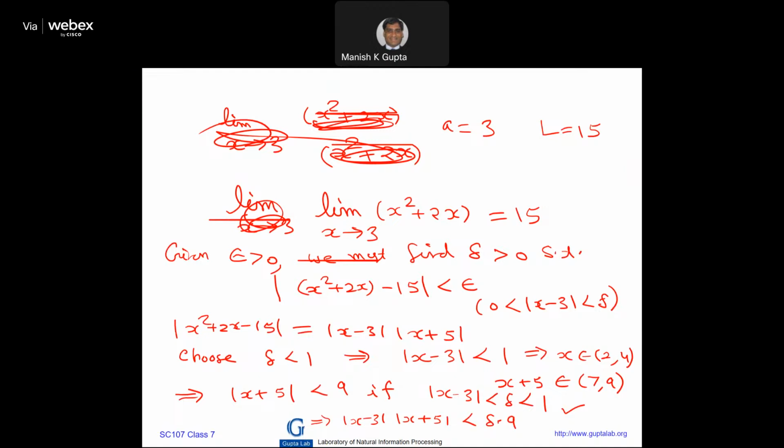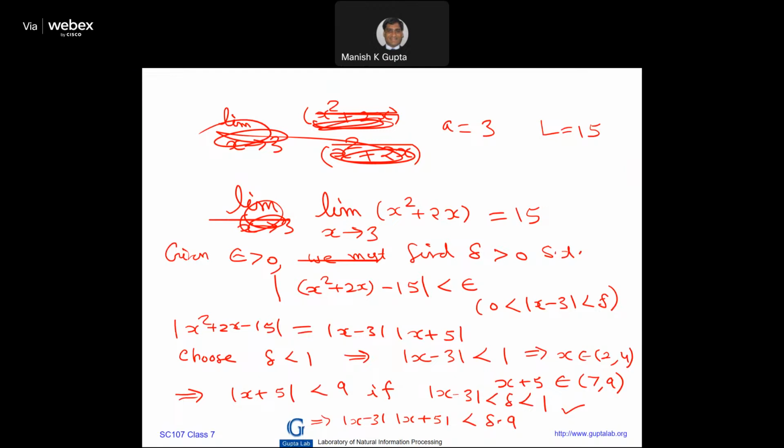So are you getting what is happening here? I have delta, and now the whole expression should be less than epsilon. So delta should be what? Less than epsilon by 9. But delta is less than 1 also. So what is the appropriate value of delta?